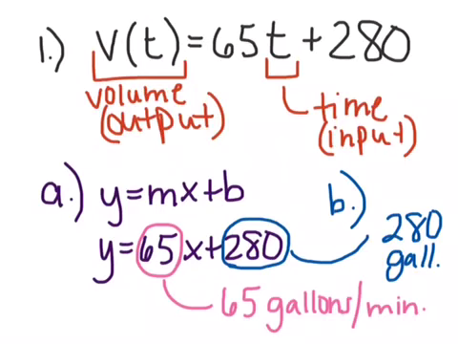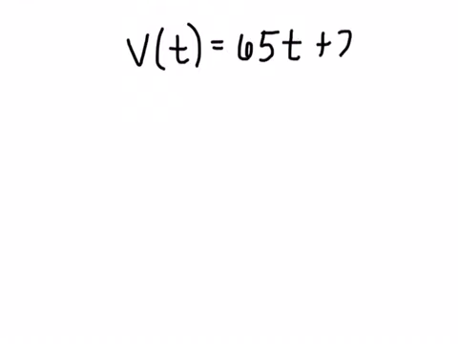Let's look at part C. I'm going to add a slide. Again, our equation for this whole thing is on the top of your problem, but I'm going to rewrite it here. So our equation, volume at a given time, is 65 times time plus 280. So for part C, we're asked to find the volume in the tank after 2 hours. And our times are in minutes. So we want time equals 2 hours.